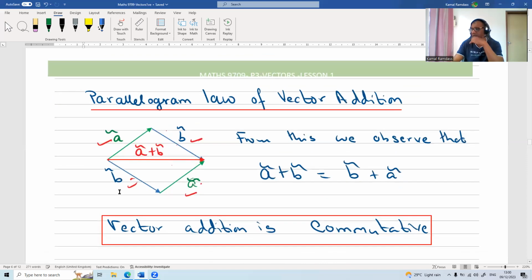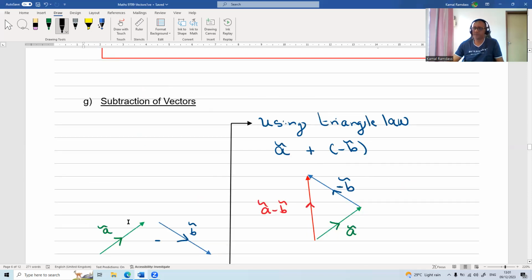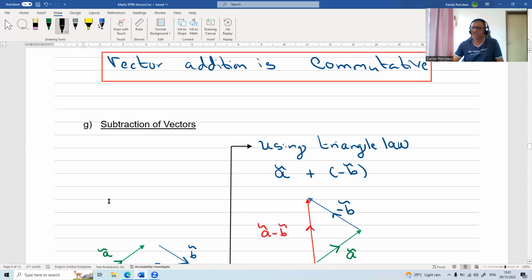That is nice, right. This is A bar plus B bar. You get this. This is B bar plus A bar. You get the same thing. That means we can say that A bar plus B bar is equal to B bar plus A bar. From the parallelogram law of vector addition, we find that vector addition is commutative. A bar plus B bar, vector A plus vector B is equal to vector B plus vector A. OK?